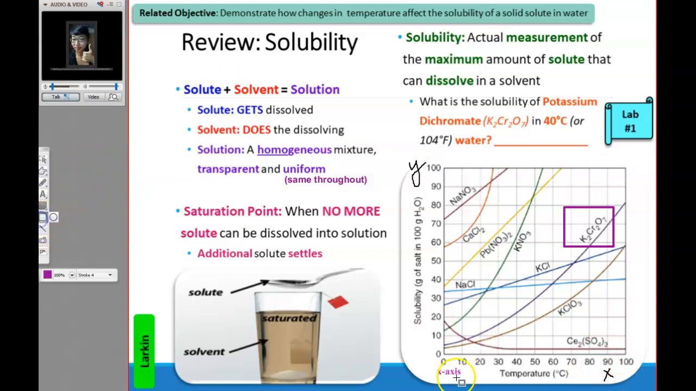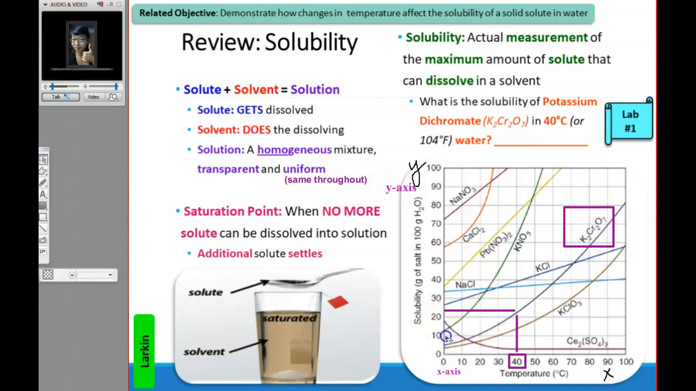So here we go. This is going to be our 40 degrees. All right, on our x-axis, we're going to go ahead and shoot straight up until we hit the purple line right here. So I'm going to hit straight up. And then once you do that, look straight to your y-axis and tell me what approximately would be the solubility of potassium dichromate in 40 degrees of water. Go ahead, tell me in the chat box.